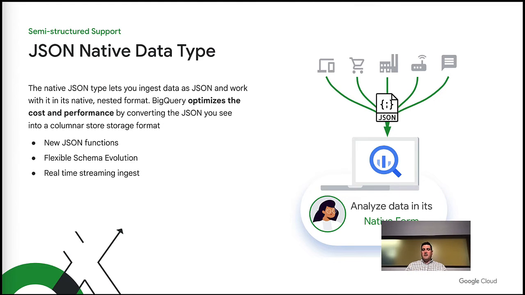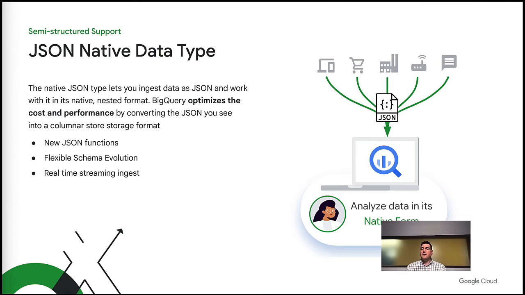This native JSON data type is going to offer some new JSON functions, because chances are if you're working with logging data, it's going to be semi-structured, it's going to be changing, and you're going to need flexible schema evolution. You might not control the downstream applications, and you want this data to be able to come in fast and have a streaming ingest for it.